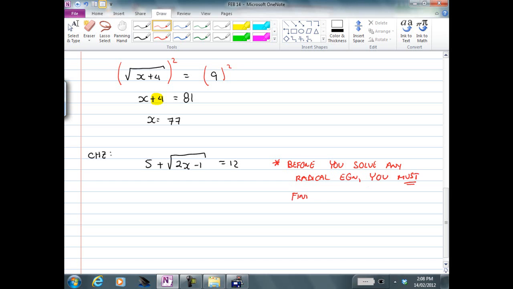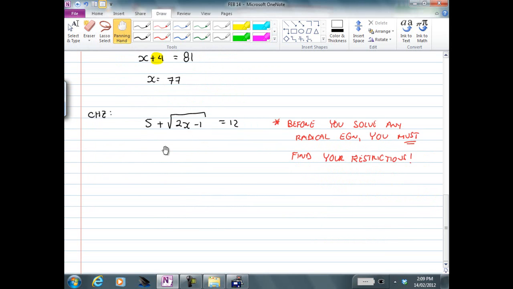Find your restrictions first. There are no exceptions to this rule whatsoever. Before I solve this question right now, I want you to write down what your restriction is going to be. It has a huge role in your answer later. I'm going to show you how. Just with the person beside you, find your restriction right now.